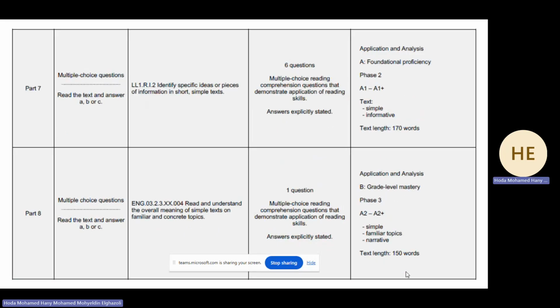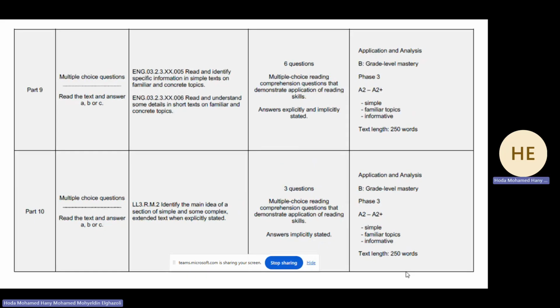Part 7 is a multiple choice question. There will be a reading text about 170 words. It's simple, it's informative, and 6 multiple choice questions based on the text. Part 8 is also similar, text and multiple choice questions, and the text length is 150 words, and there will be 1 question.